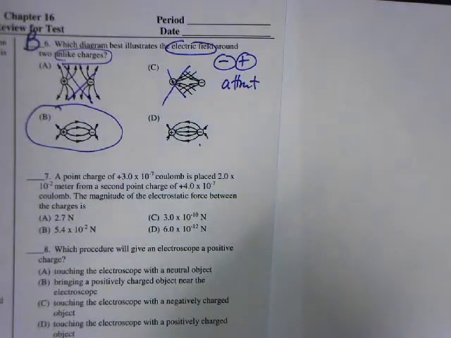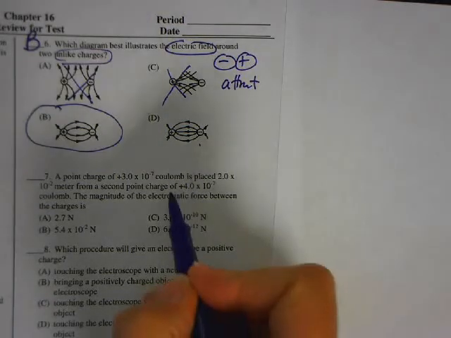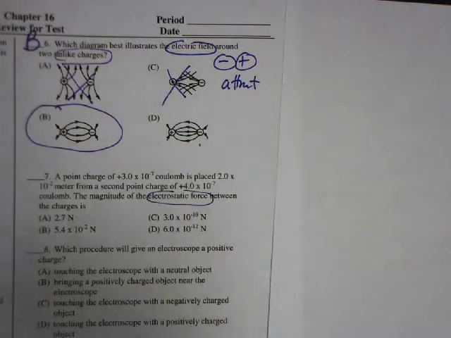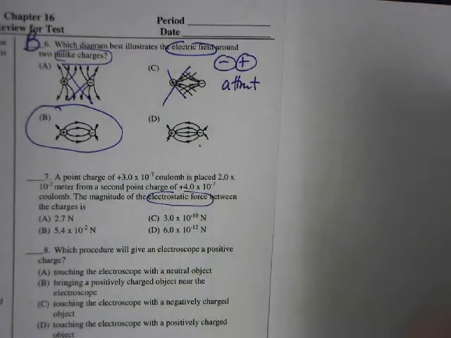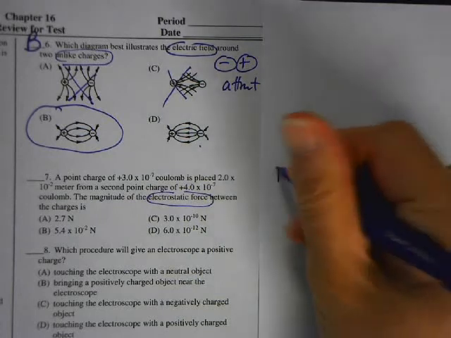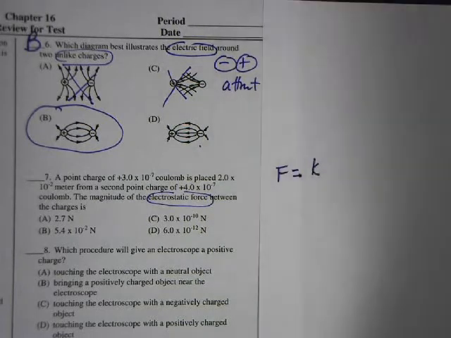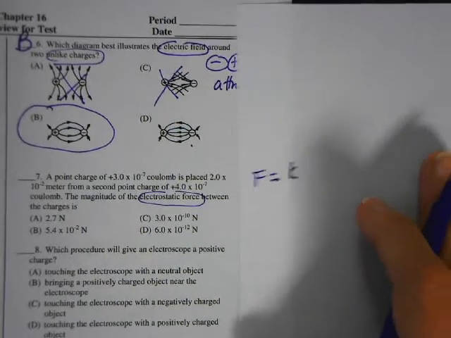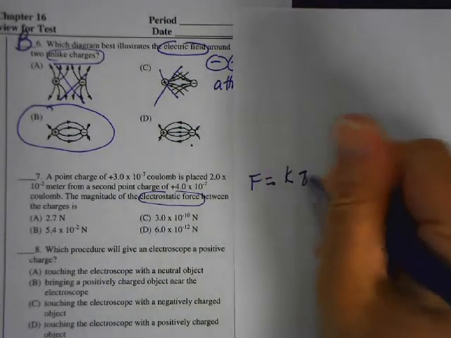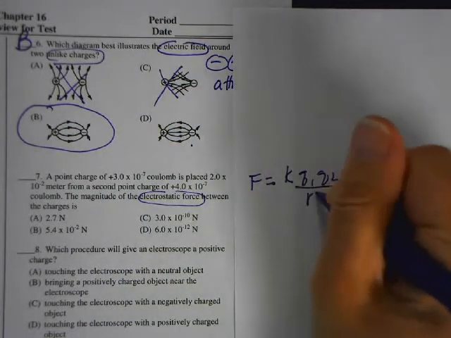Number 7, a point charge of 3 times 10 to the negative 7 coulombs is placed 2 times 10 to the negative 2 meters from a second point charge, Q2, 4 times 10 to the negative 7 coulombs. What's the magnitude of the electric force? I want to find the electric force, so I'm going to say F is equal to k Q1 Q2 over r squared.